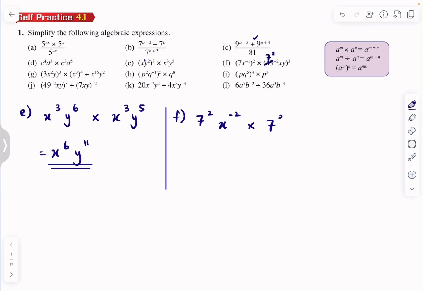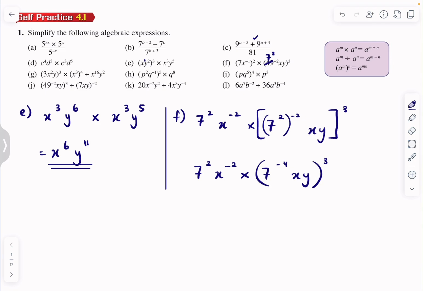So we have 7 squared, negative 2, xy, and the whole thing is cubed. So 2 and negative 2 you can multiply. We get 7 to the negative 4, xy cubed. So this times this becomes 7 to the negative 12. And then x we cube it, it becomes x cubed y cubed.